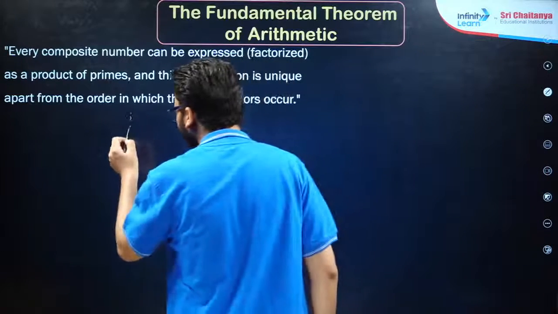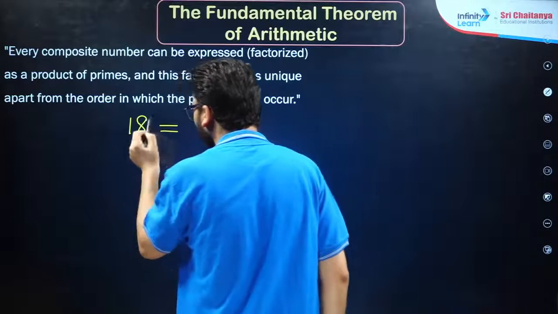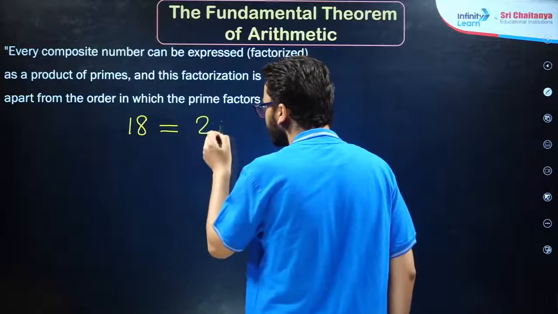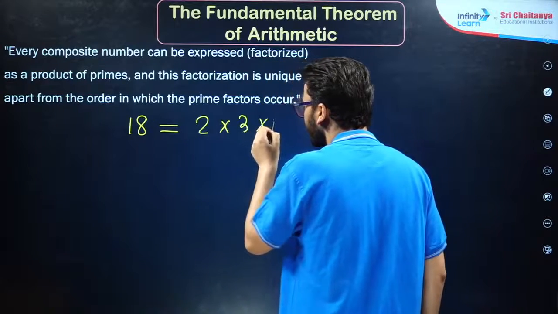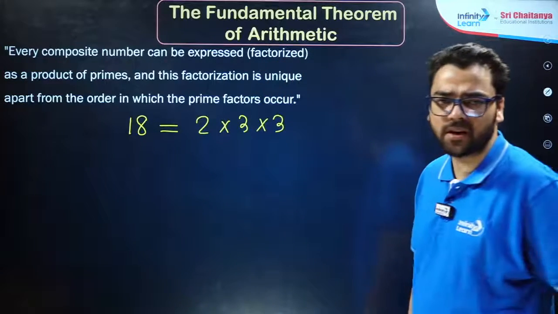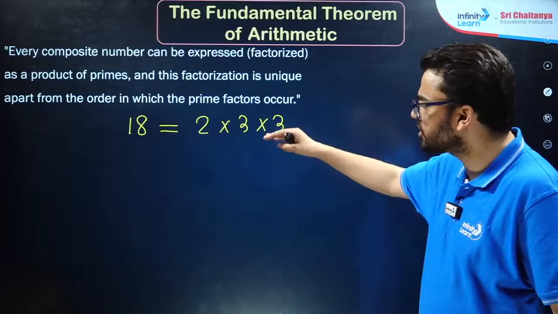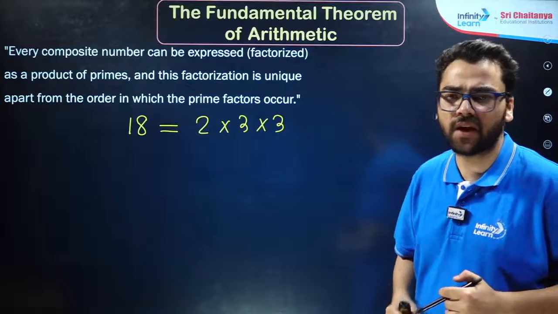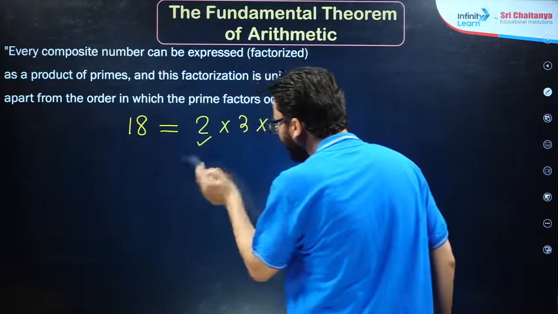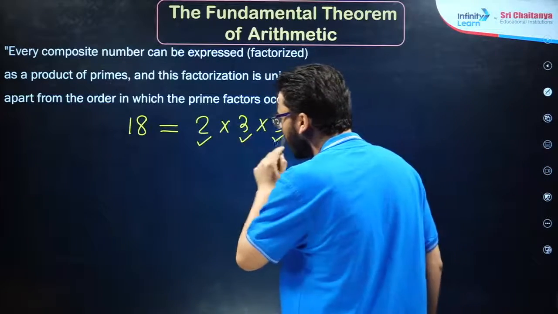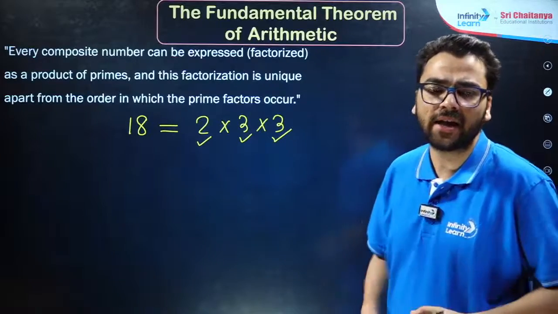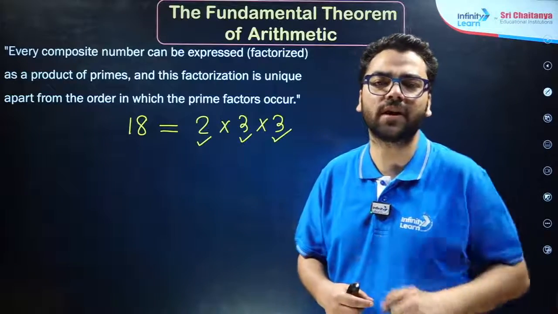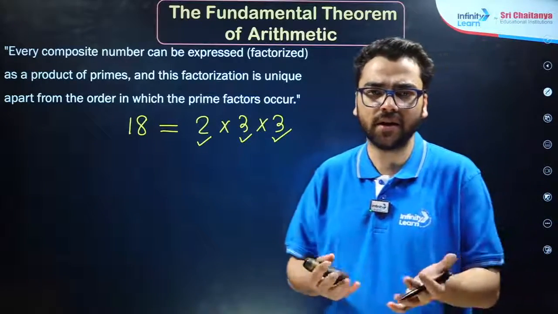Suppose you have got 18. What is the prime factorization of 18? 9 2s are 18, right? So it is 2 into 3 into 3. So as per the fundamental theorem of arithmetic, this factorization is unique. What does it mean? That in the prime factorization of 18, 2 will come one time and 3 will come two times. You cannot get any other prime factor in the prime factorization of 18. That is the uniqueness of the fundamental theorem of arithmetic, right?